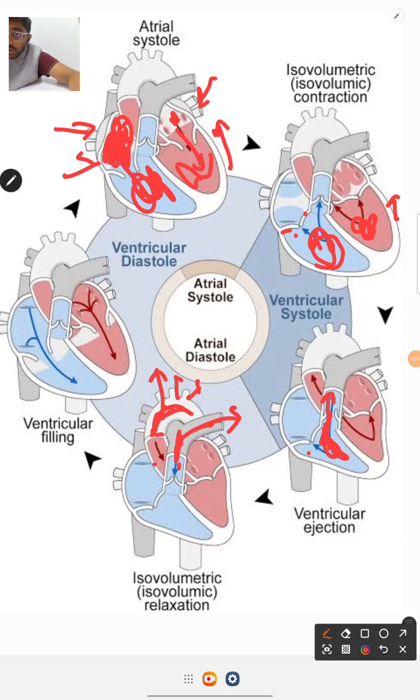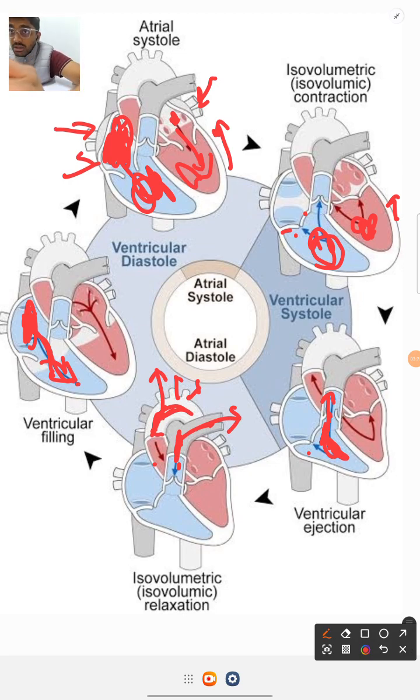Now the ventricle starts relaxing. As the ventricle starts relaxing, the blood inside the atria will start filling the ventricle through the opening of the AV valves, because the pressure in the atria is more and the pressure in the ventricle is less, as it is empty. So the AV valves open, and a gush of blood moves from the atria into the ventricle.